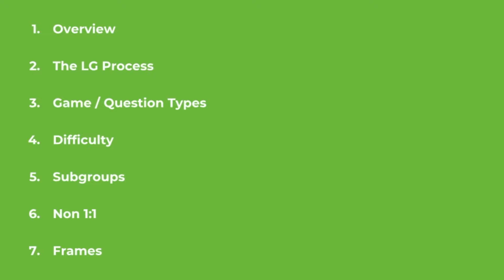We want to look at an overview of the section, talk about the process for approaching logic games, look at some of the different game types and question types that you're going to encounter, and discuss what the test writer does in order to increase or decrease the difficulty level of games. That includes both subgroups and non-one-to-one games, and a very powerful technique that will allow you to move faster when you're approaching logic games. It's called framing. So let's get started.